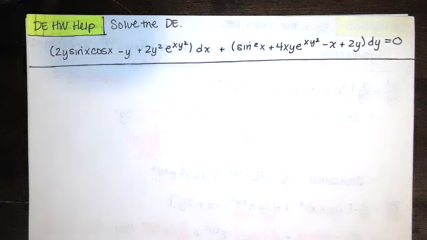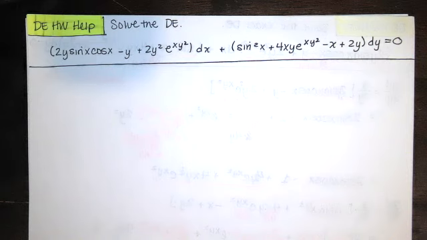But let's say it wasn't labeled as an exact differential equation. Since it's written in the form M dx plus N dy equals 0, we might think it's exact. We might also notice that if we replaced x with tx and y with ty, we couldn't factor out powers of t. So it's not a homogeneous equation. And it's obviously not linear.